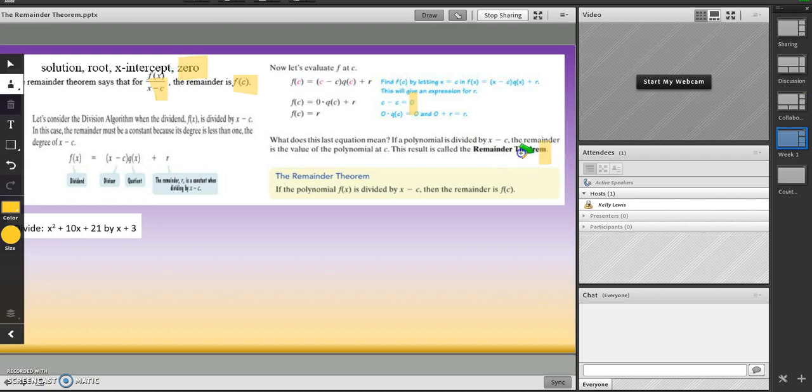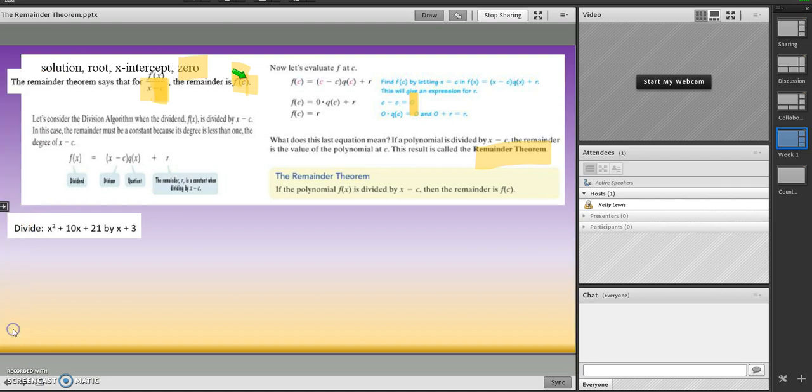All right, so the remainder theorem says if we substitute this number into our function and we get 0, that means that the remainder is 0 and it's a factor, it's a 0. Like this guy's a factor, and then the opposite of the number is the 0, the x-intercept, the root, the solution. So let me show you what I mean.